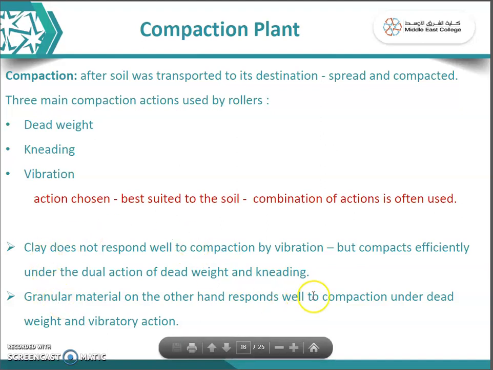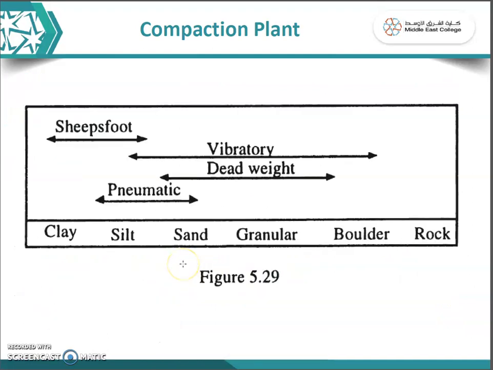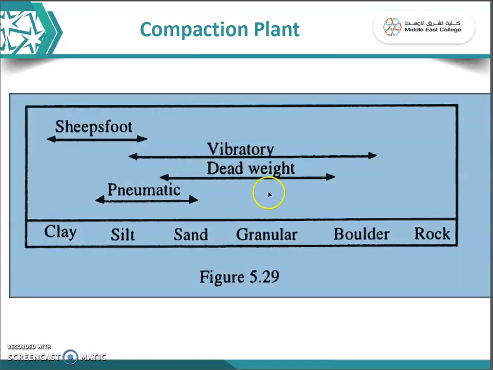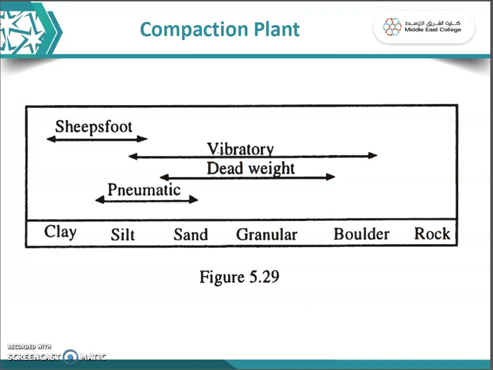If it is a granular material, it responds to dead weight and vibratory action. So here we are going to discuss various types of compaction plant, compaction rollers. It depends upon the soil; for example, for clay and silt, this is the best suitable. If it is for silt and sand, this is best suitable. If it is from silt to boulders, the vibrator is suitable, and if it is from sand to boulders, dead weight is suitable. This is a generic diagram which will give you an idea.